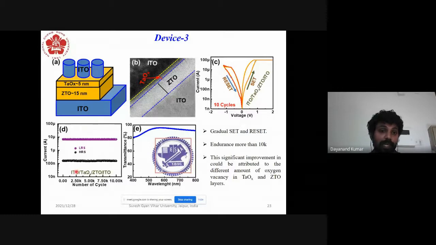And if you see the DC endurance, both the LRS and HRS states are highly stable, up to 10,000 cycles. These are DC cycles. We will discuss the AC cycles also. And if you see the transparency of the device, you can see this device is fully transparent, with transparency up to around 85%. So 85% is really good transparency for a device.